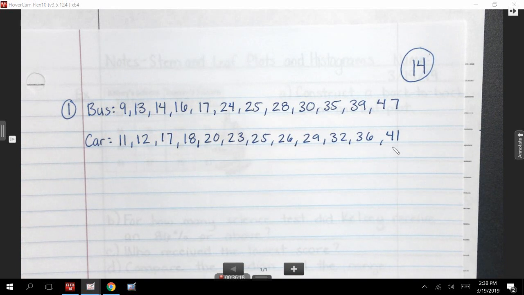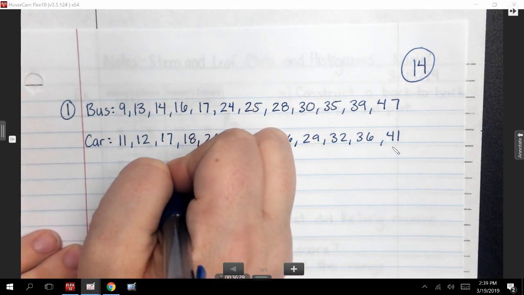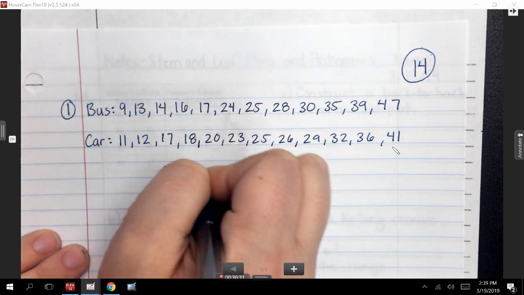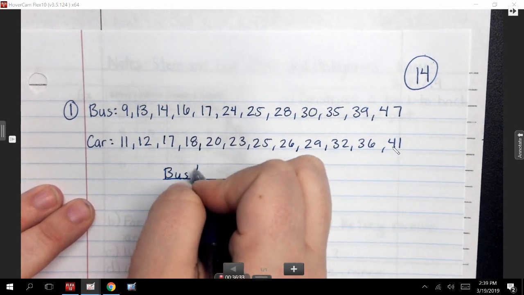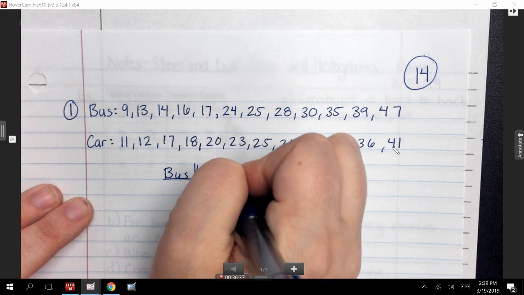And you notice I did skip a line in case I need to do some work, because I think it says something about the median and range in that question, so I left some space for me to be able to do that. All right, so I'm going to go ahead and do that stem and leaf plot. Starting on one side, we're going to have the bus. That stem is in the middle. And on the other side is the car.